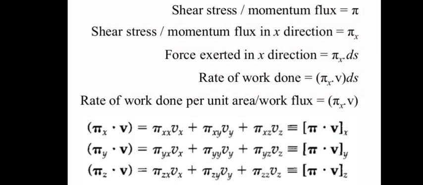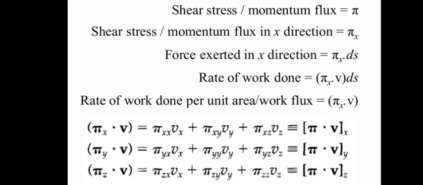Specifically, our source talks about shear stress or momentum flux denoted by pi. The shear stress in x direction, pi x, represents the force exerted in x direction per unit area. Therefore, the force exerted in x direction on the surface element ds is pi x into ds. The rate at which work is done by this force is then pi x into ds into Vx, and the rate at which work is done per unit area, or the work flux, is pi x into Vx.